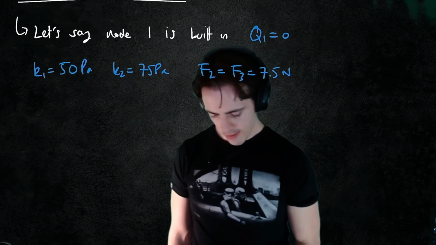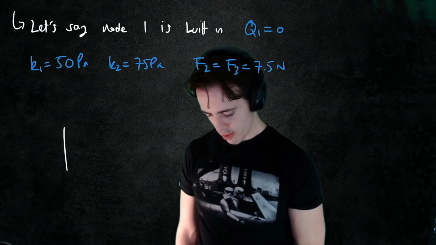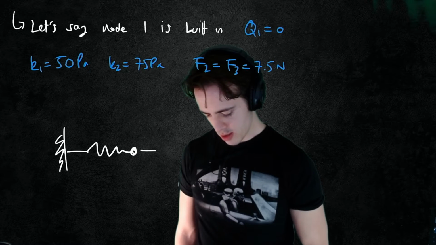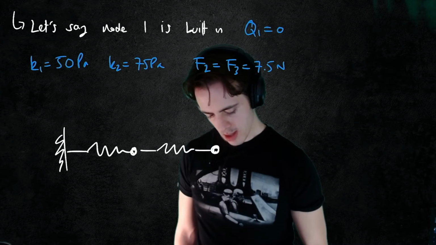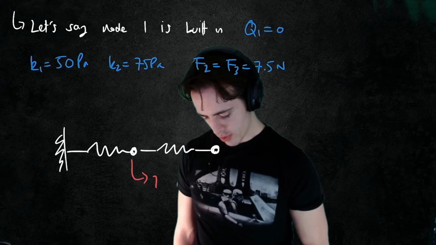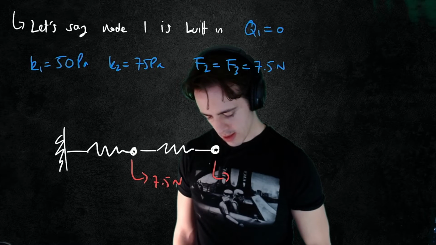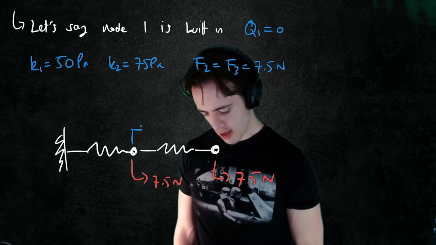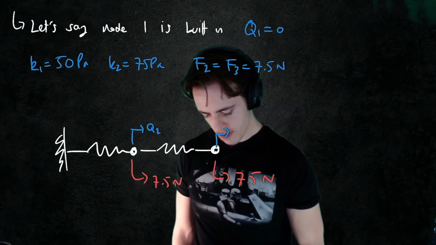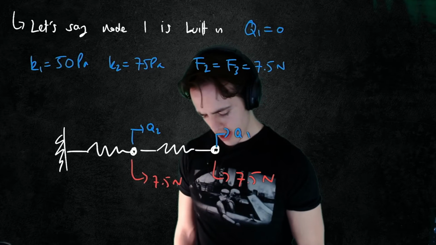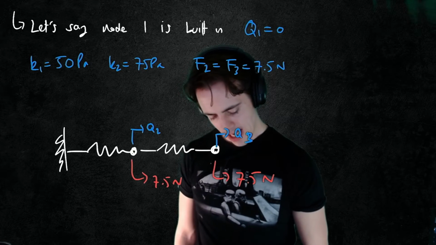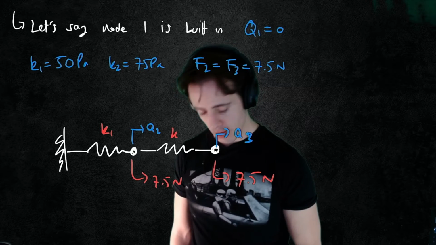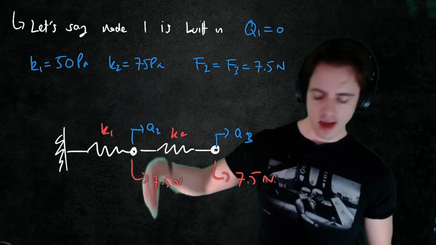Okay, so let's have a quick look at what this problem would actually look like. So we've got a built-in with a spring connected to another spring here. We've got two applied forces. We've got 7.5 newtons and 7.5 newtons, and we're looking for two displacements here, Q2 and Q3, and then the stiffnesses we would have K1 and K2. We've got the values for those, 50 and 75 pascals.